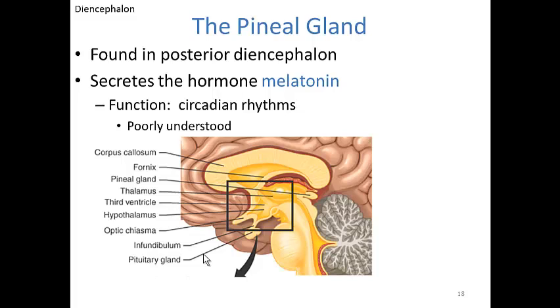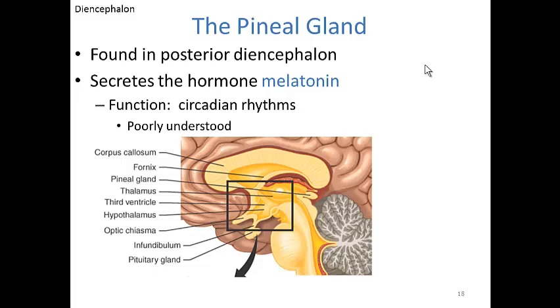Also part of the diencephalon is the pineal gland, which you can see right back here. So this is the choroid plexus of the third ventricle, and just down below the end of that is the pineal gland. And it secretes a hormone called melatonin. Melatonin is also involved with our circadian rhythm. So the pineal gland and the hypothalamus both work together to regulate our day and night cycles.